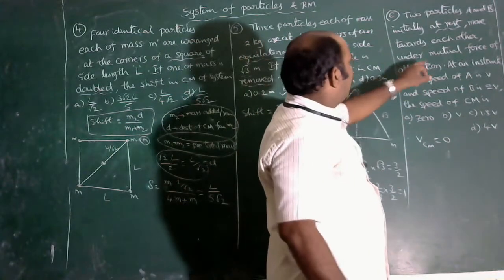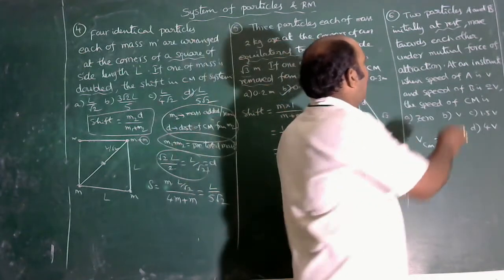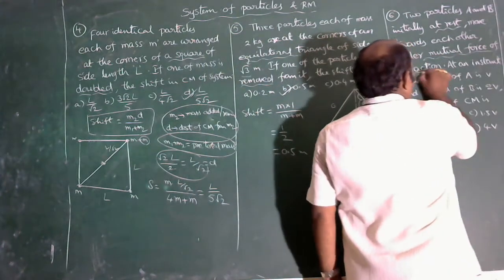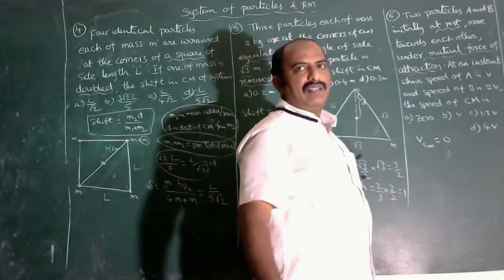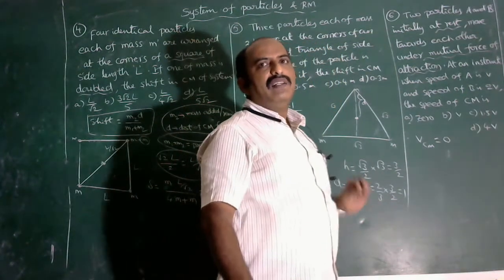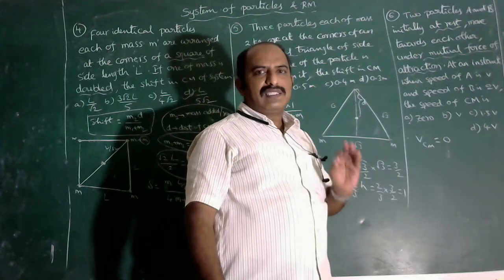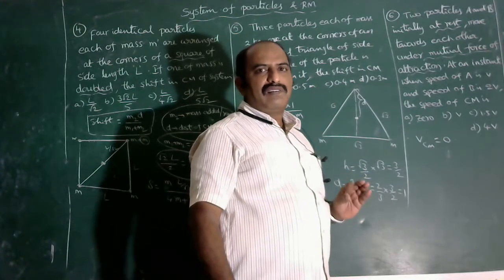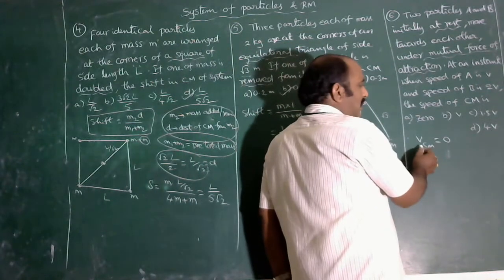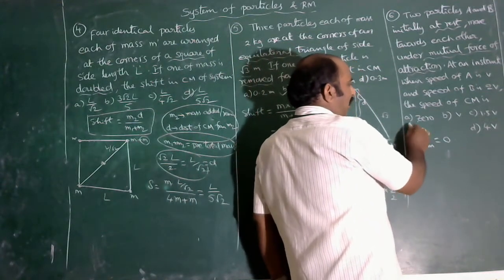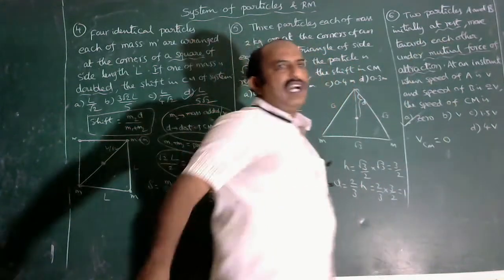After that, both particles move with certain velocities under mutual force of attraction. Here, mutual force is nothing but internal force. You know one thing, internal force doesn't affect the center of mass motion. That's why the velocity of center of mass doesn't change. So the final velocity of center of mass is also 0. Option A is correct.